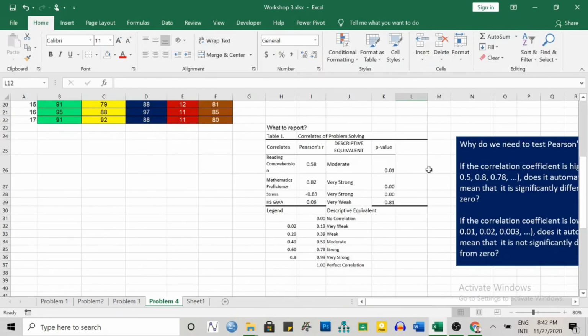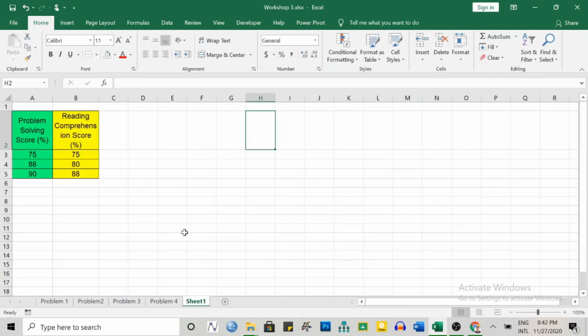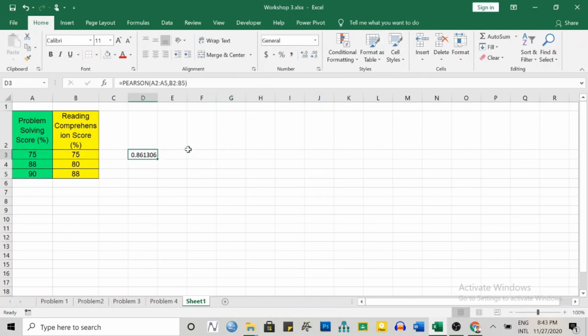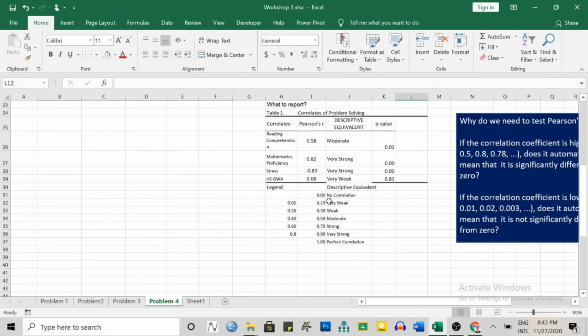it doesn't really reflect how those students are doing today compared to the other factors here. Just to show you a scenario where the correlation is high but it is not significantly different from 0, I have here a data set. I only have 3 observations, so there are only 3 students here. Let us try to correlate this one. Equals Pearson. The value is really high. It's 0.86, and a 0.86 correlation is descriptively very strong.